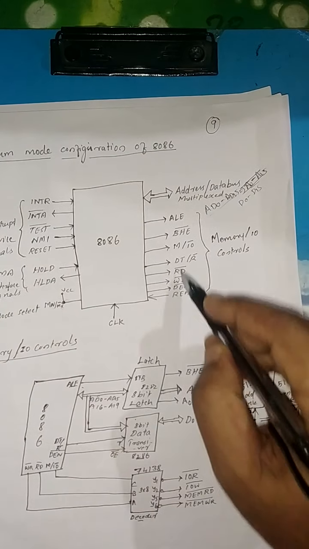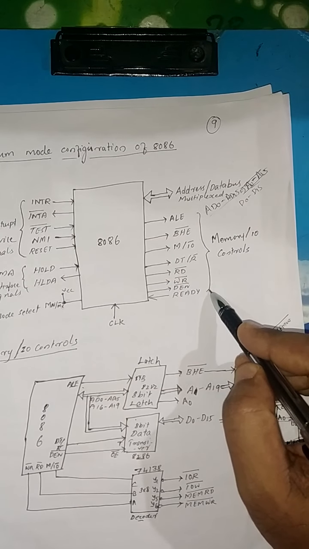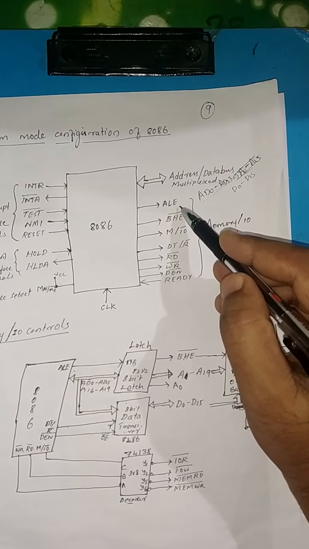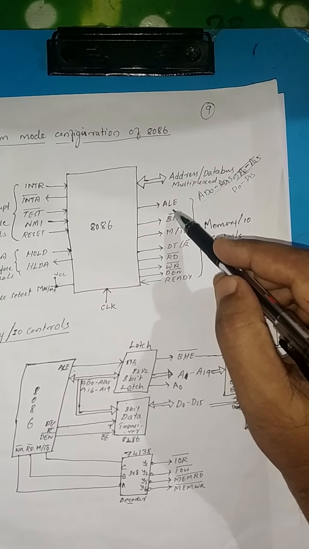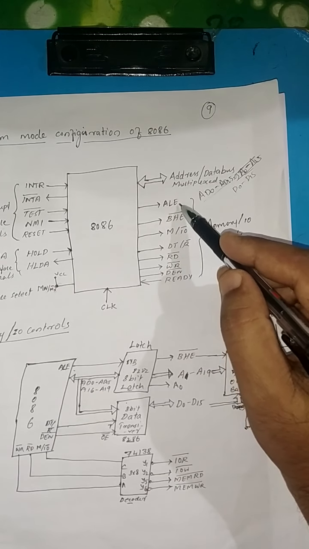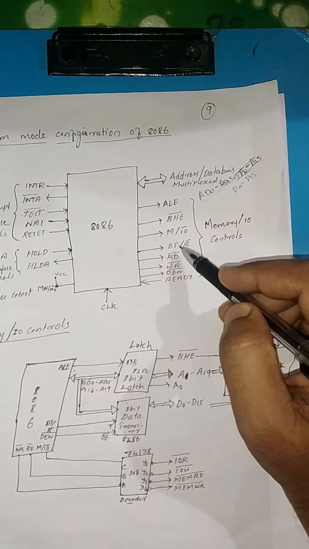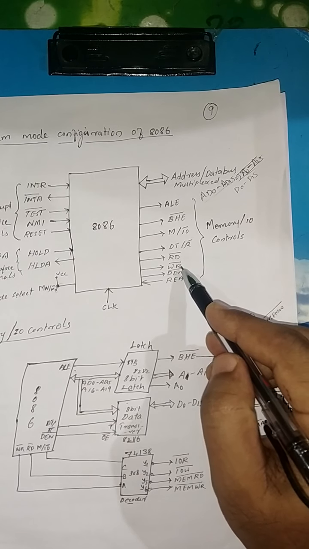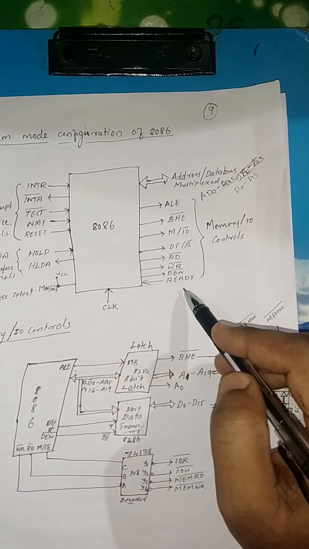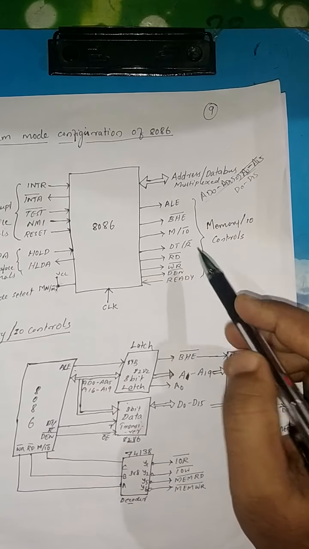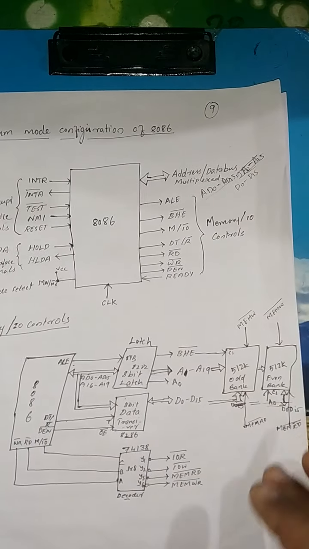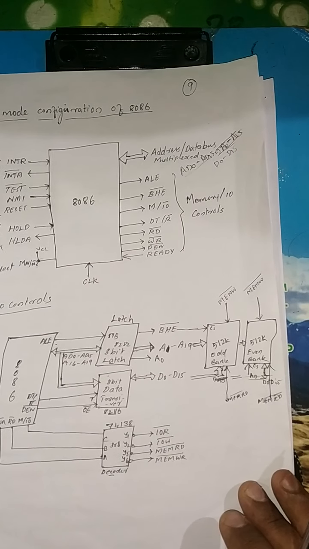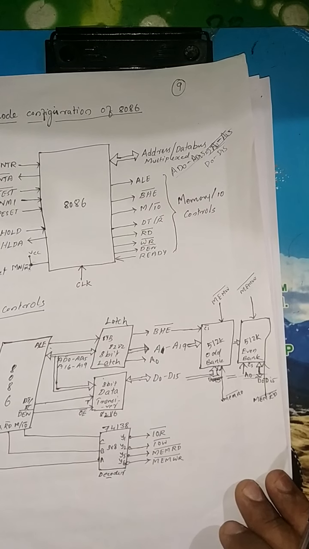This is the most important part, so let's discuss this one first: memory or IO control signals. So you can see here address latch enable, bus high enable, M/IO bar, data transmit or receive, read bar, write bar, data enable, and ready signals. So these are the main control signals. If you see this diagram, from this diagram this concept will be more clear.